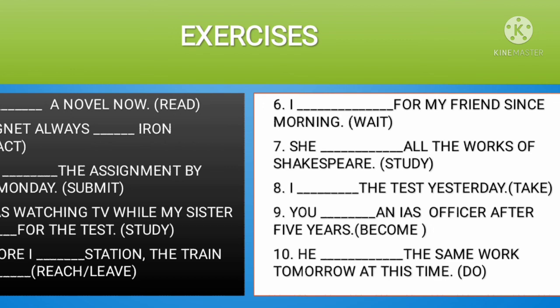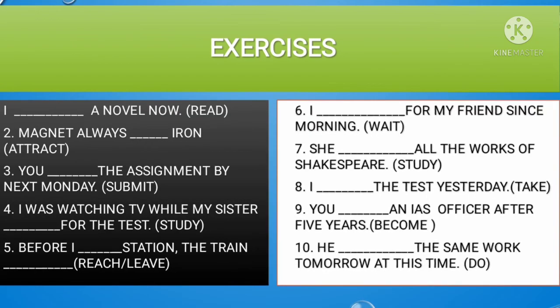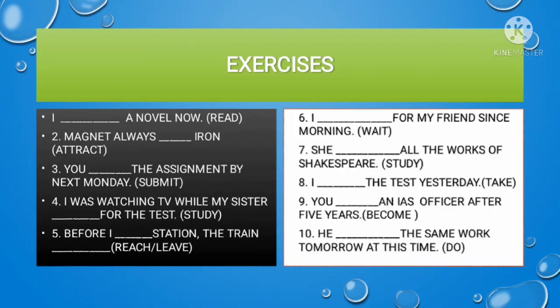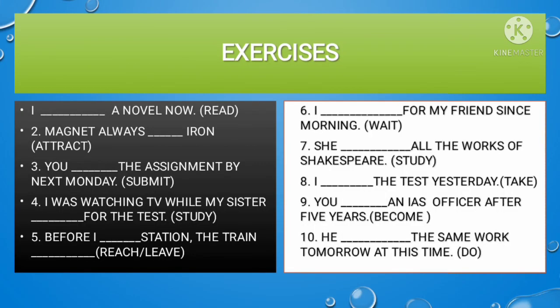"He dash the same work tomorrow at this time." So it is future and he will continuously be doing it, so it will be future continuous tense. So: he will be doing the same work tomorrow at this time. Be plus the ing form of the verb: will plus be plus ing, future continuous tense. Almost all the tenses are involved in this particular exercise, so you can go through it once again.